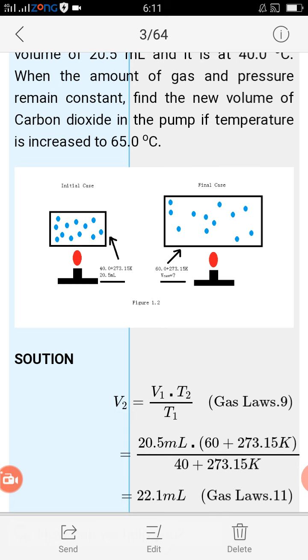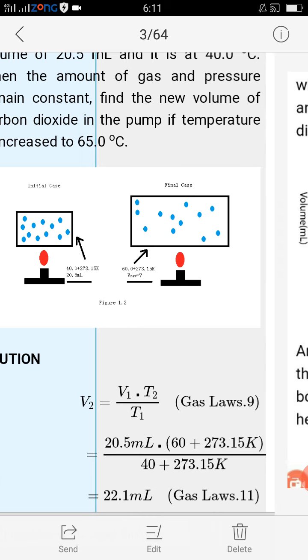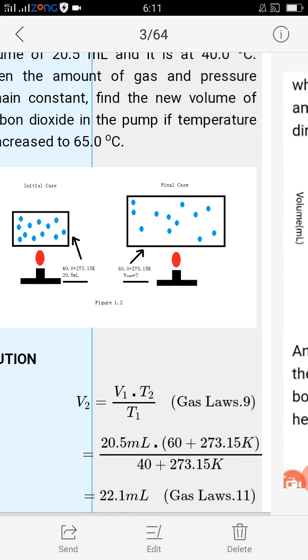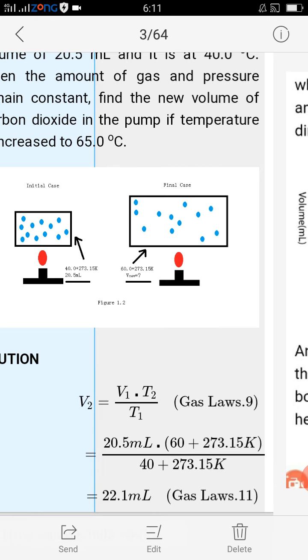20.5 ml into 65 plus 273.15 Kelvin. Both are added in this way, divided by T1 having value 40, which is also added with 273.15. After division and multiplication, we have gotten the value of volume as 22.1 ml.